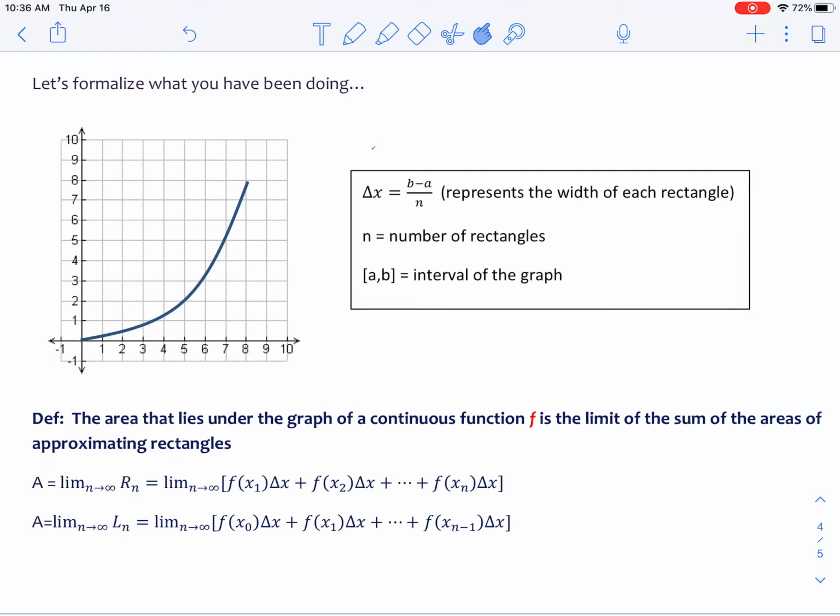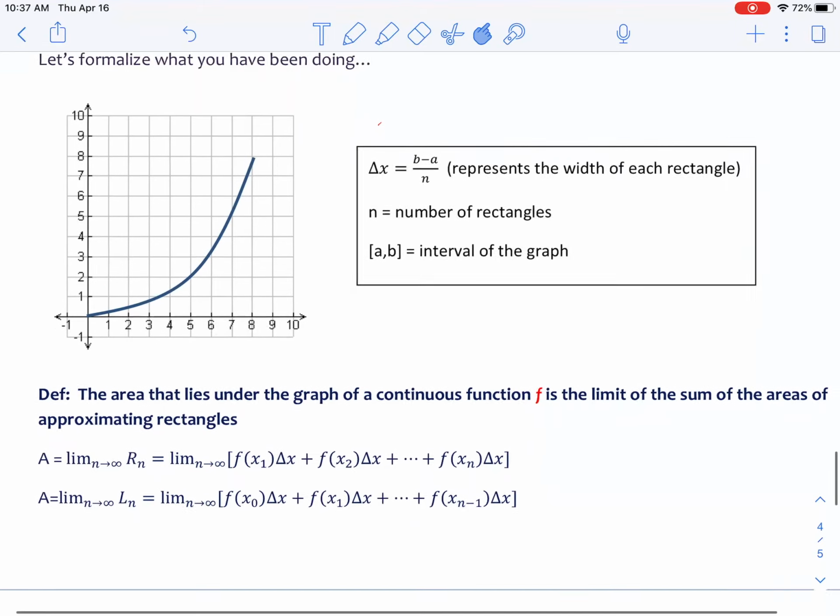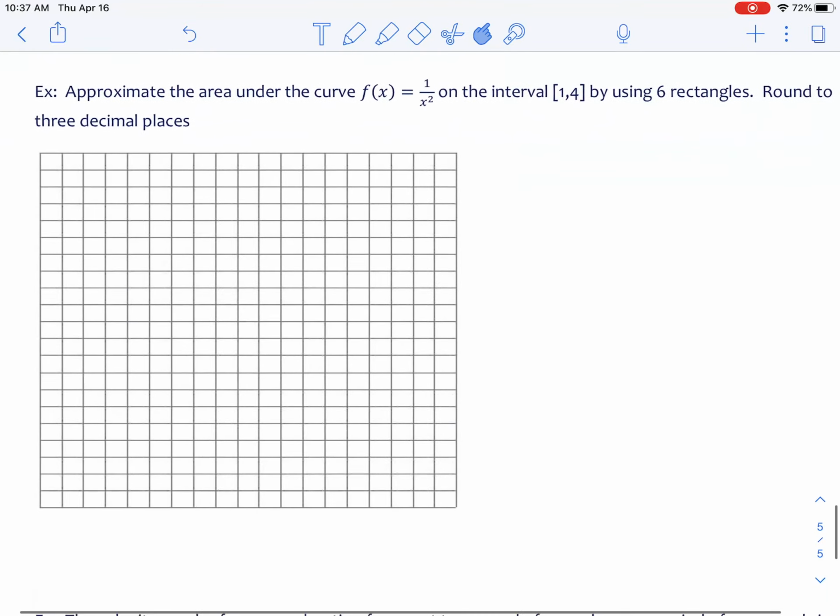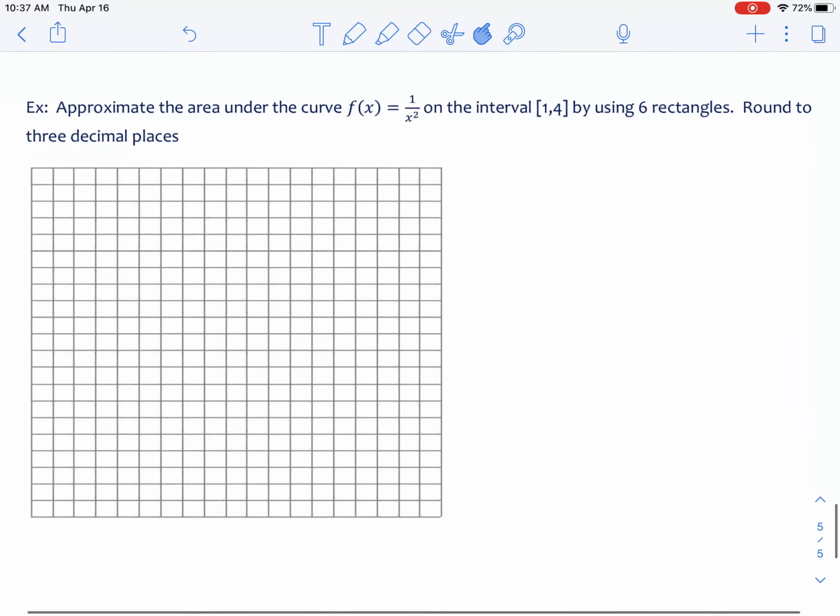So it's just saying the limit as the number of rectangles becomes infinite, so the number of rectangles gets larger and larger and larger, we would take the sum of all the heights and the widths. Okay, so that's our area under the curve, is when we do that.